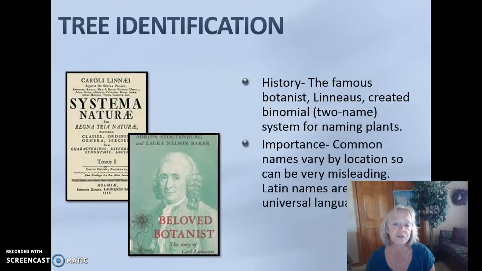This is the week that we start understanding tree identification. The history of tree ID starts with the famous botanist Linnaeus, who created a two-name system for naming plants. When people were exploring different countries, they wanted to come to an agreement on what we called those names so we could have conversations between different languages. So we developed this international system.